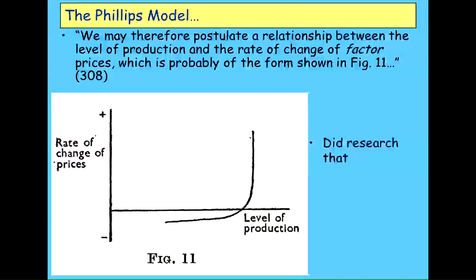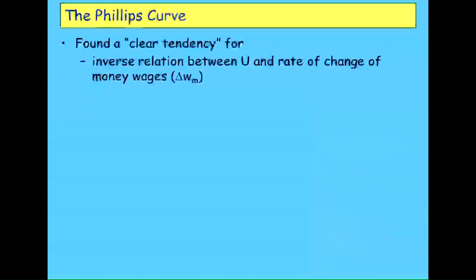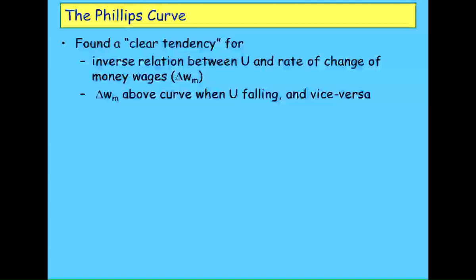So to see whether that existed or not, he spent a weekend going through numbers he collected using a manual, hand-cranked calculator. And that's where we got the Phillips curve argument from. He said there was a clear tendency in the data that he saw between, I think, 1861 and 1913 for an inverse relationship between the level of unemployment and the rate of change of money wages. But he also noticed, and this is completely forgotten by most discussion of Phillips, that the rate of change of money wages tended to be higher when unemployment was falling and vice versa.